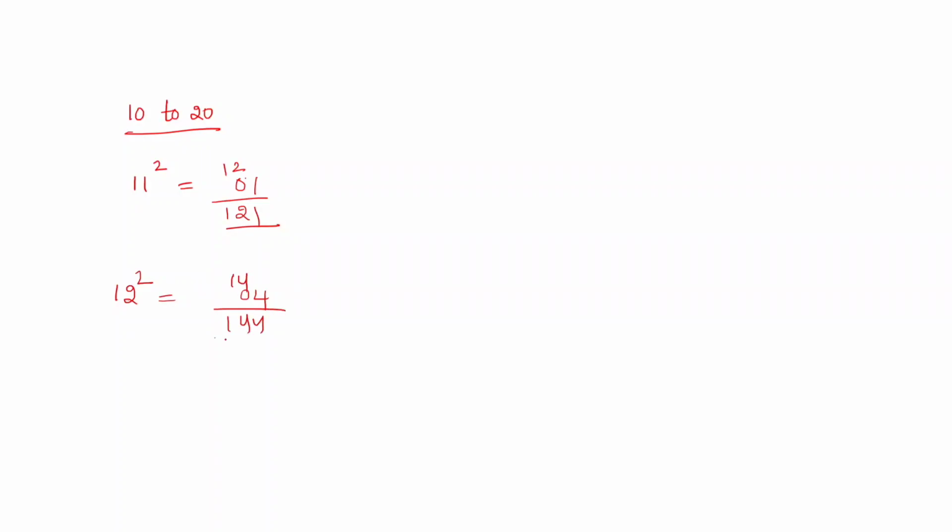1 4 4. What is the value of 16 square? So 6 square value is 36. We should add whatever the units place is here. Here units place is 6. We should add 6 to 16. 16 plus 6 will be 22. We will write by leaving units place. 2 5 6. Similarly, what is the value of 18 square?